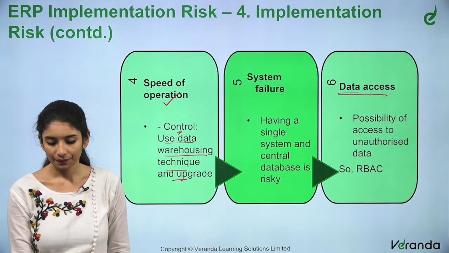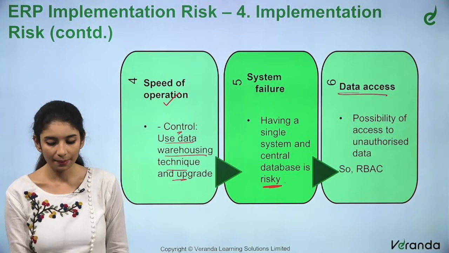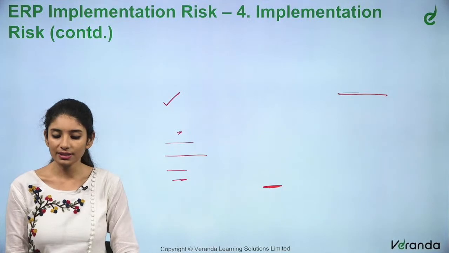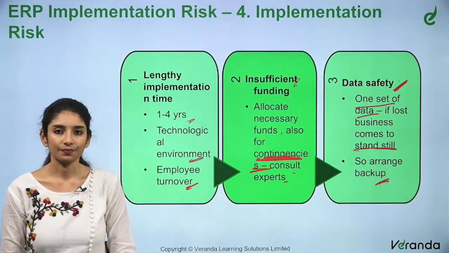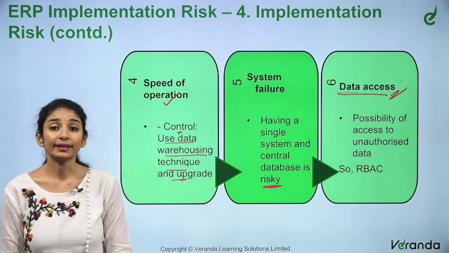System failure. Having a single system and central database is risky. In case that system fails, everything will go for a toss. System failure is similar to data safety. Next, we have data access.